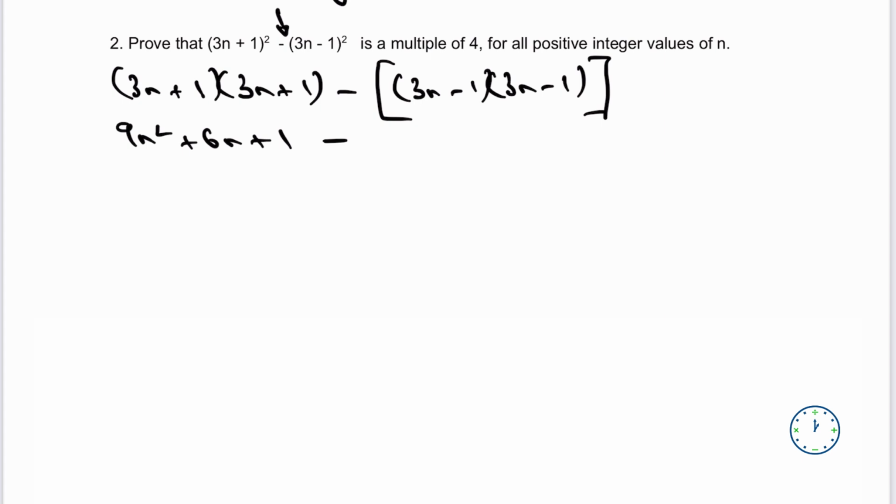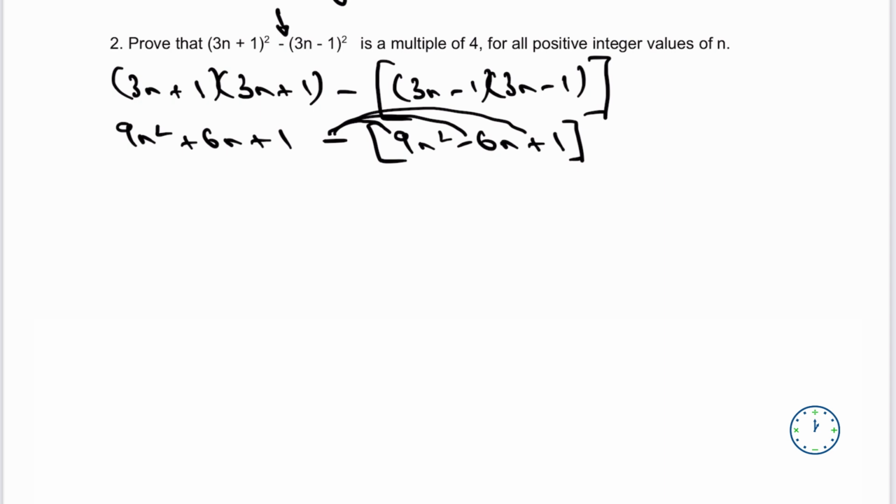Let's look at what happens inside the big square brackets. I'm going to get that this time 9n squared again, but I'm going to get minus 6n and then plus 1. Okay, what happens when I remove those square brackets? Well, that negative in the middle acts on each of these different terms. So I've got minus 9n. Minus times a minus is going to be a positive, and then hopefully you get the idea that a negative times a positive is going to be a negative.